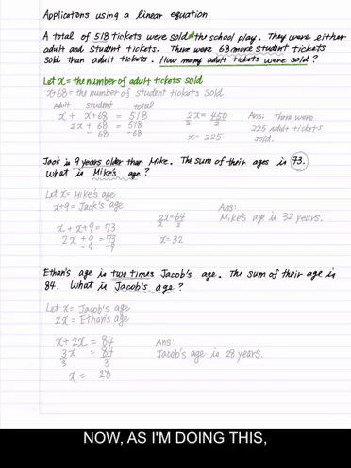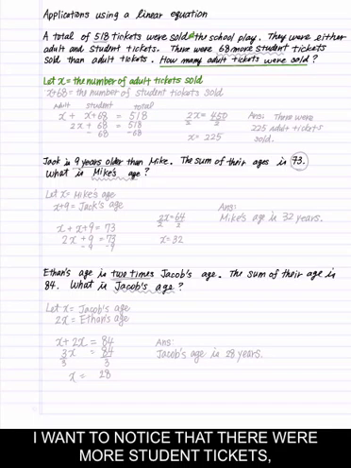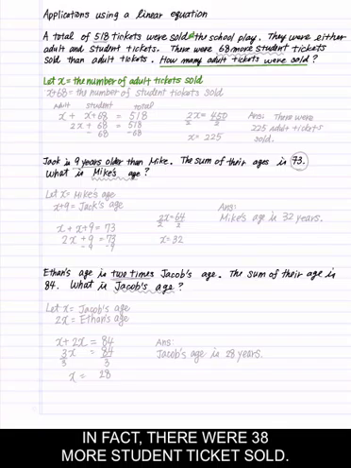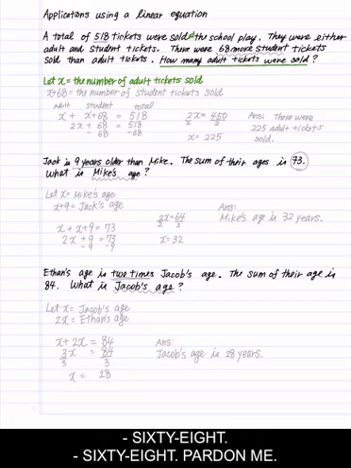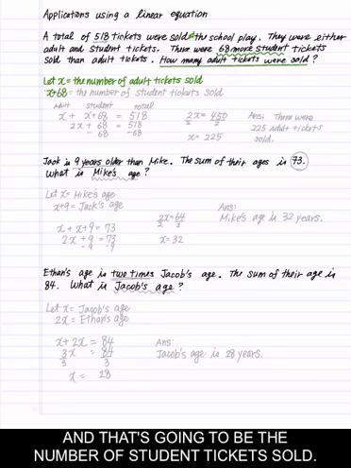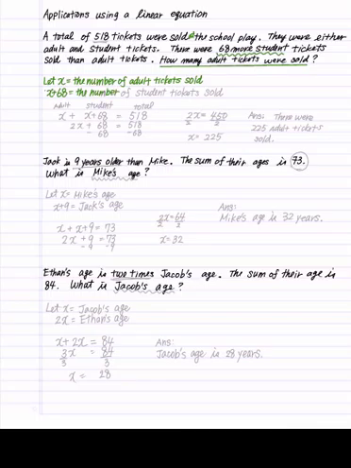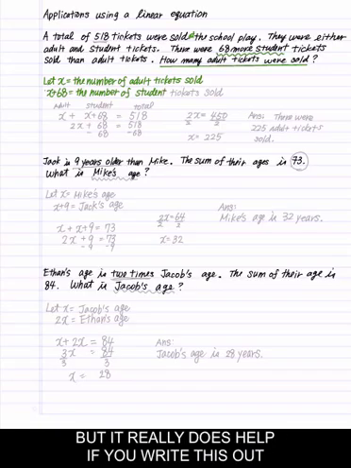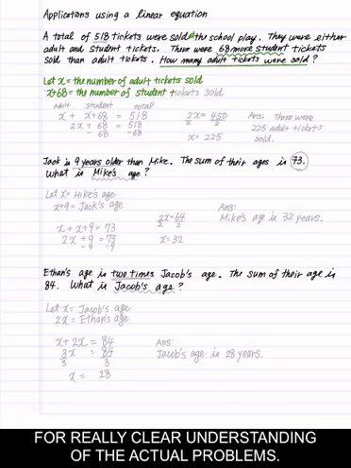Now, as I'm doing this, I want to notice that there were more student tickets. In fact, there were 68 more student tickets sold. So that means I'm going to have X plus 68, and that's going to be the number of student tickets sold. Now, you don't have to be this detailed, but it really does help if you write this out for really clear understanding of the actual problems.